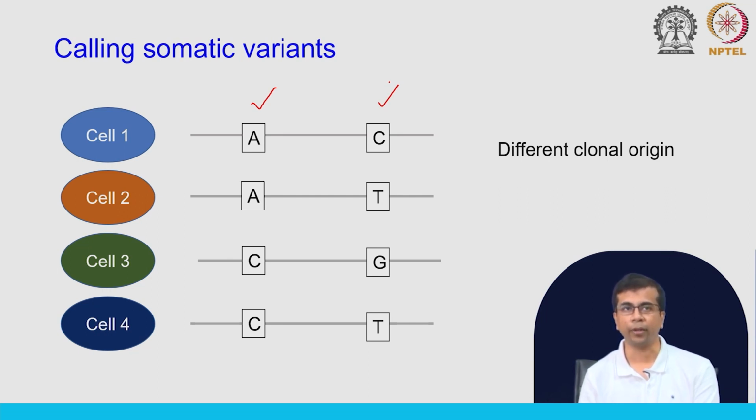Okay. So, again this is different between cell 1, cell 2 and cell 3, cell 4, and similarly if you look at the other position, again you have a difference, right. So, you have C, T or G. Okay. And this arises because these cells perhaps come from different clones, right. So, what do I mean by this different clonal origin?